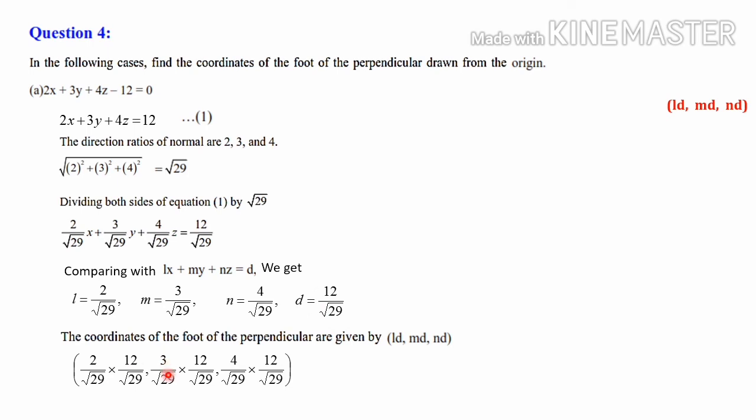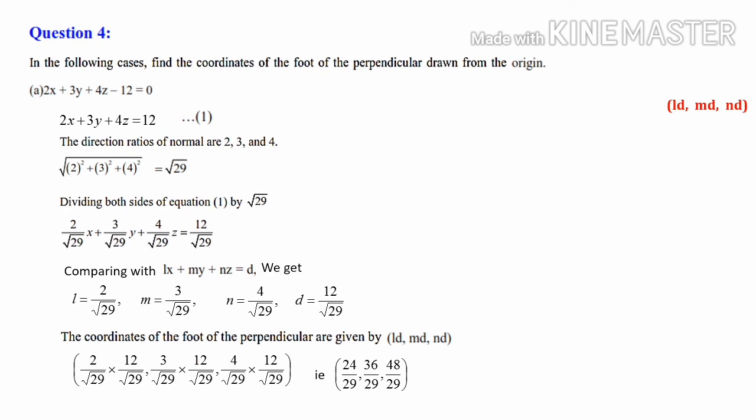Then 3 by root 29, that is m, 3 by root 29 into d. D is 12 by root 29, and n is here 4 by root 29 into d, which is 12 by root 29. Go for calculation: 2 into 12, that is 24. Root 29 into root 29 is 29.